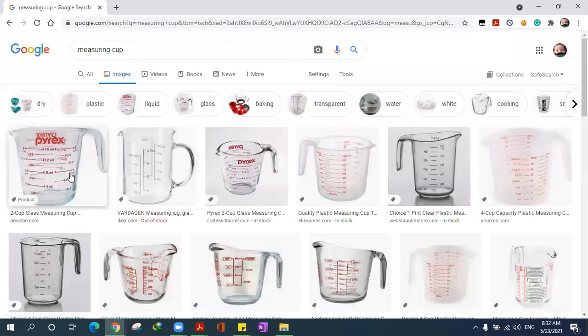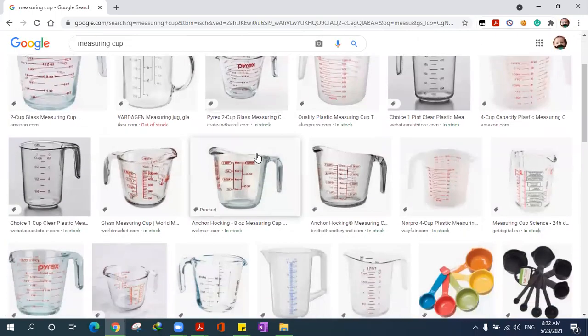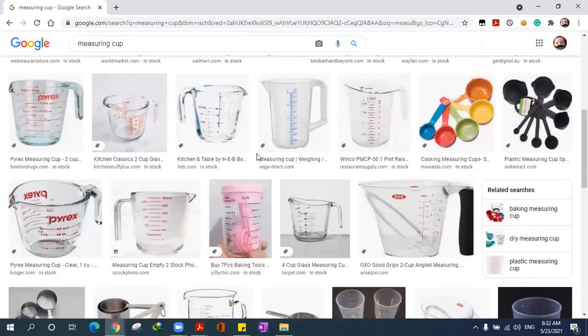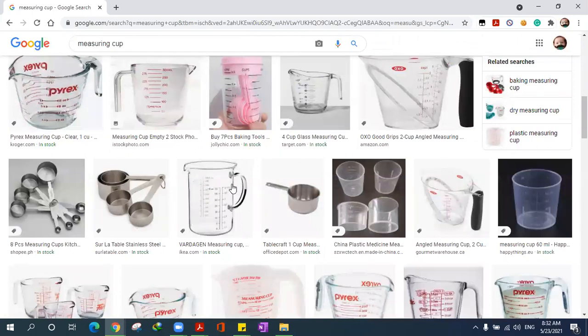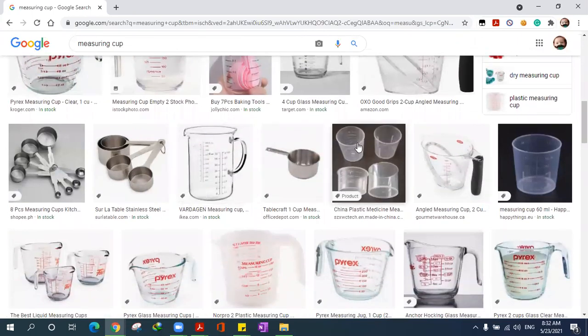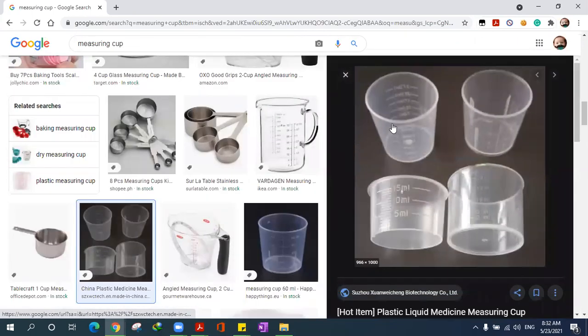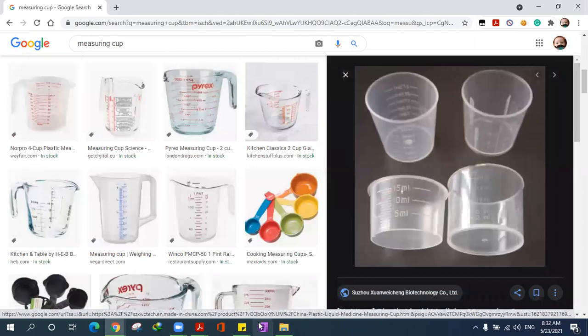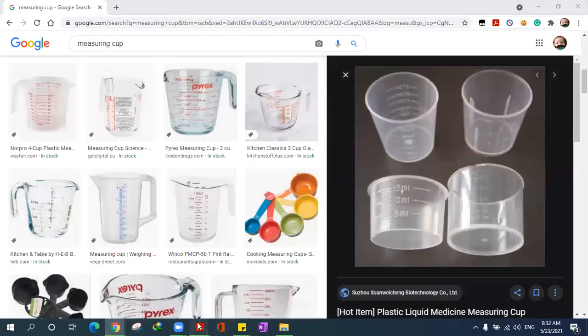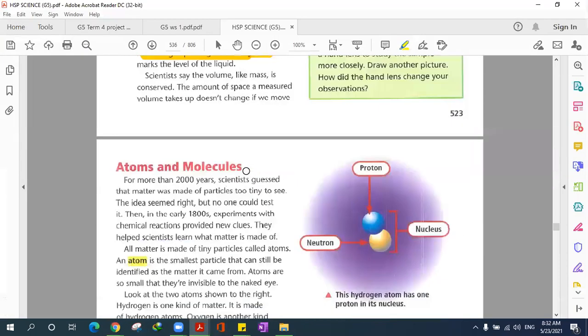It could be big, it could be small. Most of us have one in our homes. We use it a lot in the kitchen for baking. It's found in different shapes and different materials also, but this one is way closer to the one we use in the science lab. Okay, so that was it for this lesson.